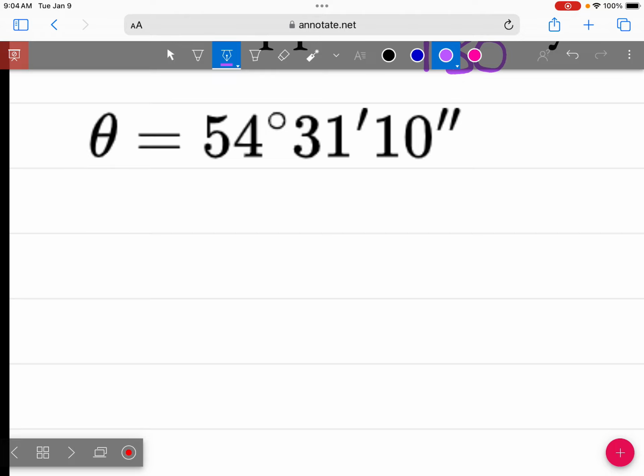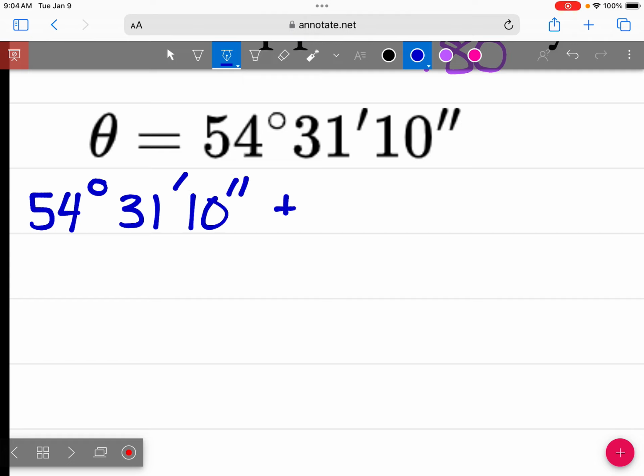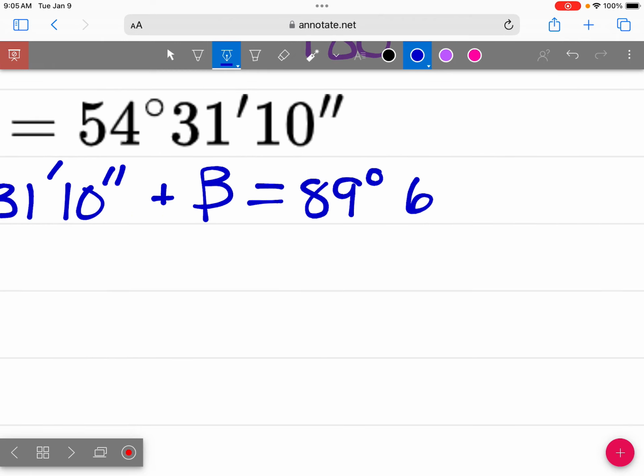So if we come down here, we're trying to figure out our 54 degrees, 31 minutes, and 10 seconds plus what equals 90. But we didn't write it as 90 yesterday. We wrote it as minutes and seconds, where we had 89 degrees. And we could put it as 60 minutes, but I also need seconds. So instead of putting it as 60 minutes, let's take one away and do 59 minutes and 60 seconds. That still totals up to 90 degrees.